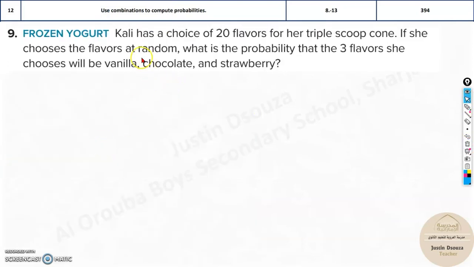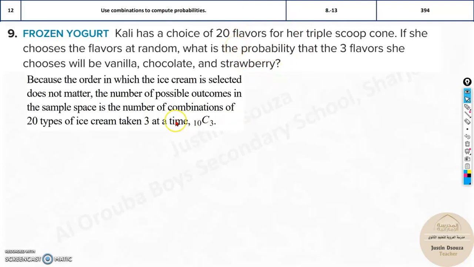Let's look over here. Kali has a choice of 20 flavors for a triple scoop cone. If she chooses the flavors at random, what is the probability that the 3 flavors she chooses will be vanilla, chocolate, strawberry? So over here there are how many? 20 flavors. So it is 20C over here.